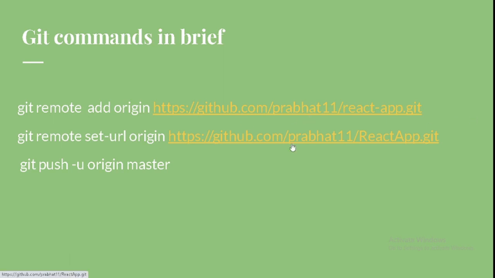The second option is git remote set-url origin. This is used if react app.git is mapped with some other project and I want to change that project, then we use set-url with git remote. Then we do git push -u origin master. It means that we are pushing a local repository to the remote repository, origin, and master is the master branch.